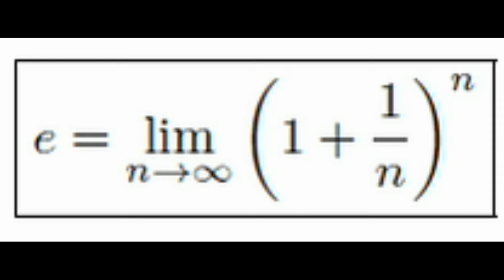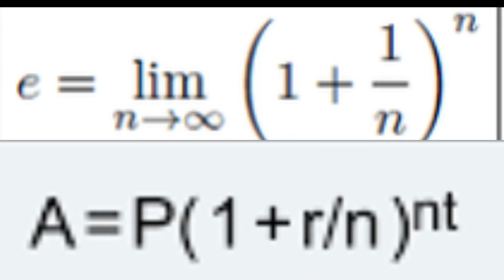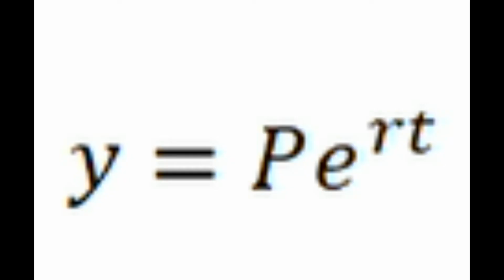e is defined as the limit as n goes to infinity of the quantity 1 plus 1 over n, all to the nth power. You can see the similarity between e and the compound interest formula, which led us to the Pert formula. This is a more accurate way to represent anything that compounds continuously. The Pert equation does accurately represent exponential growth, but we never really talked in pre-calc about where it came from.